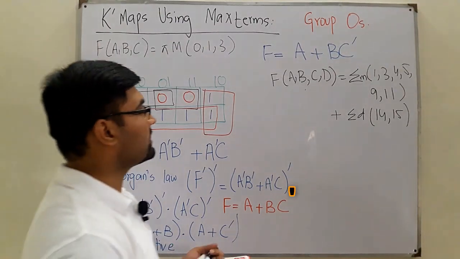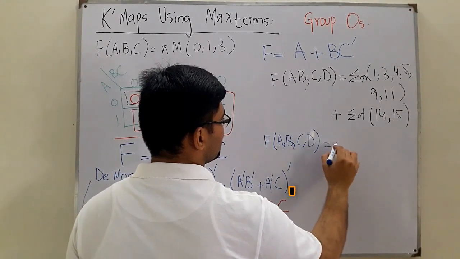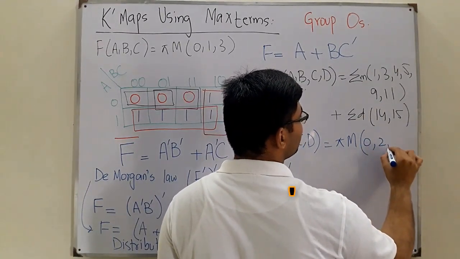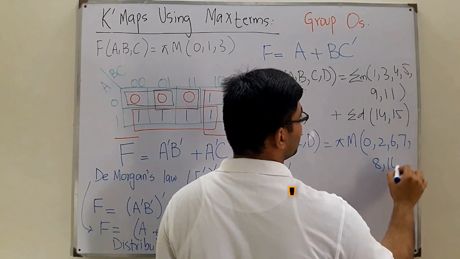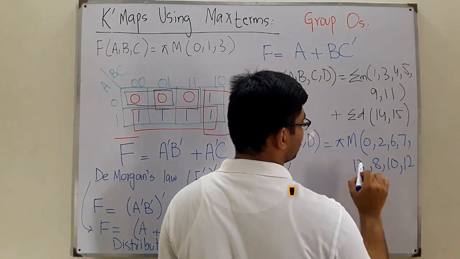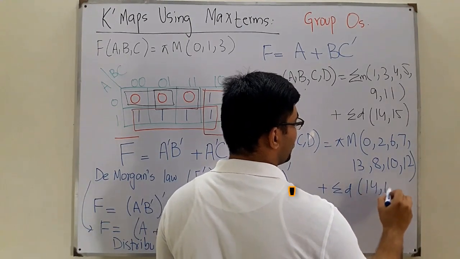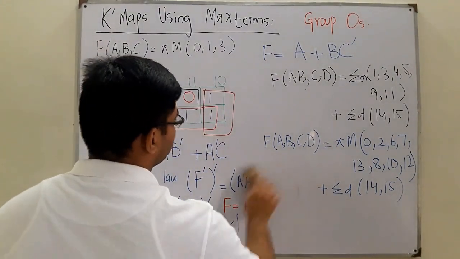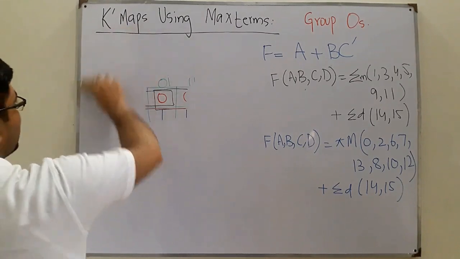So you remove this, which means our given function is what? The given function F(A, B, C, D) is equal to the product of max terms: we have 0, then 2, 3, 4, 5, then you have 6 and 7, 8, 9, then 10, 11, 12, and 13 also. So I write it here and I close the bracket, and you have plus the don't cares, which are the same, 14 and 15. Is that clear? Okay, now I remove this part of it. I remove this question also, and now we have our space.